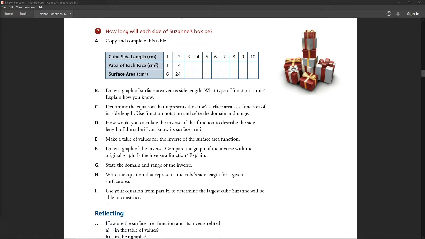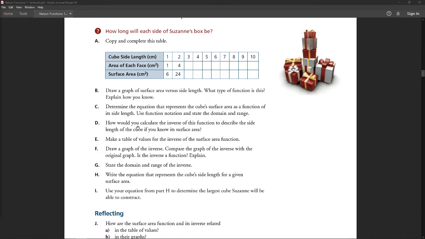Determine the equation that represents the cube's surface area as a function of its side length. So 6x squared. Use function notation to state the domain and range. So x can equal any real number, or well, technically has to be greater than 0. And y also any real number greater than 0.